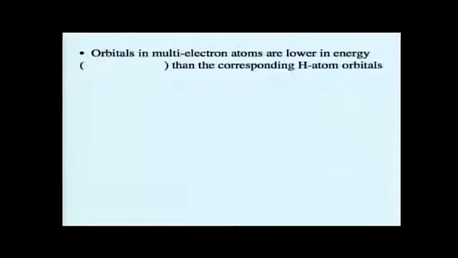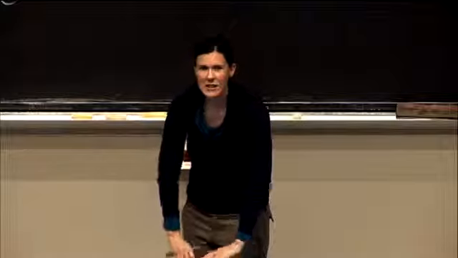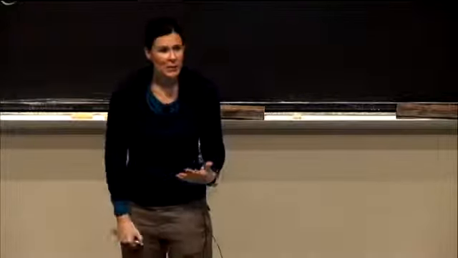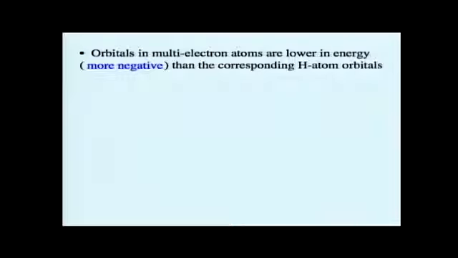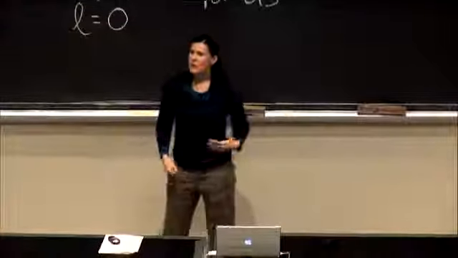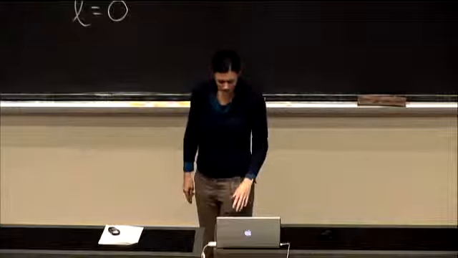And there, again, is another difference between multi-electron atoms and the hydrogen atom. When we talk about orbitals in multi-electron atoms, they're actually lower in energy than the corresponding H atom orbitals. And when we say lower in energy, of course what we mean is more negative. Right? Because when we think of an energy diagram, that lowest spot is going to have the lowest value of the binding energy, or the most negative value of binding.